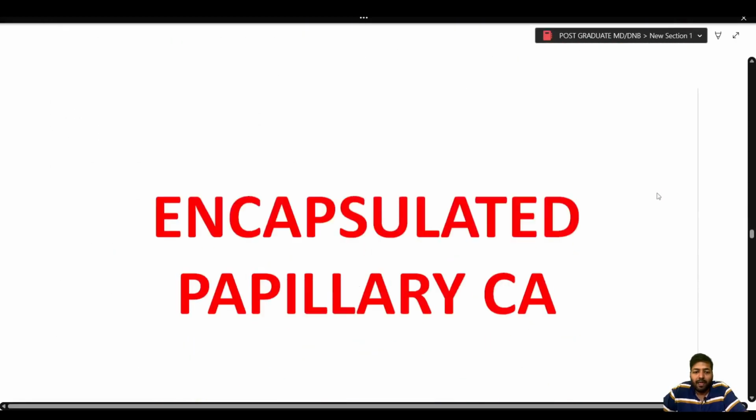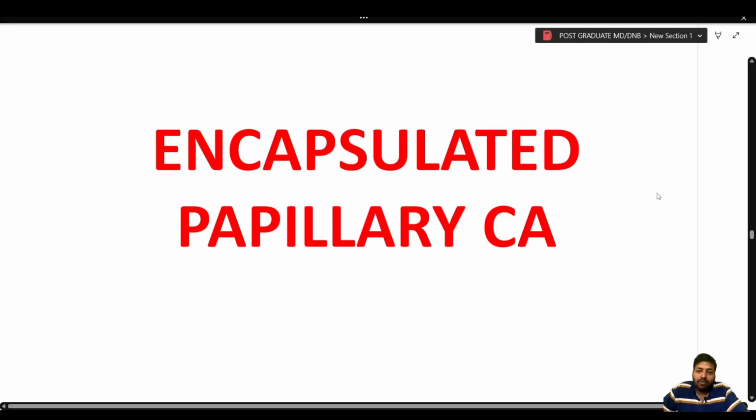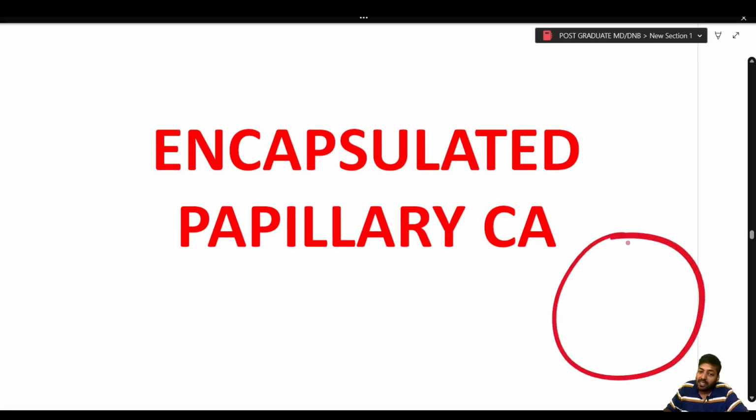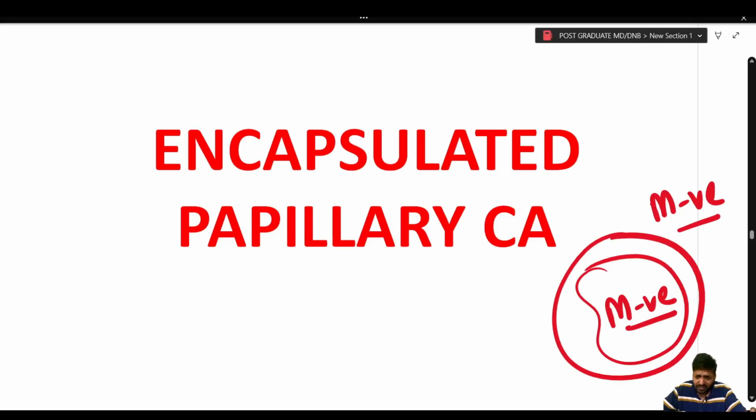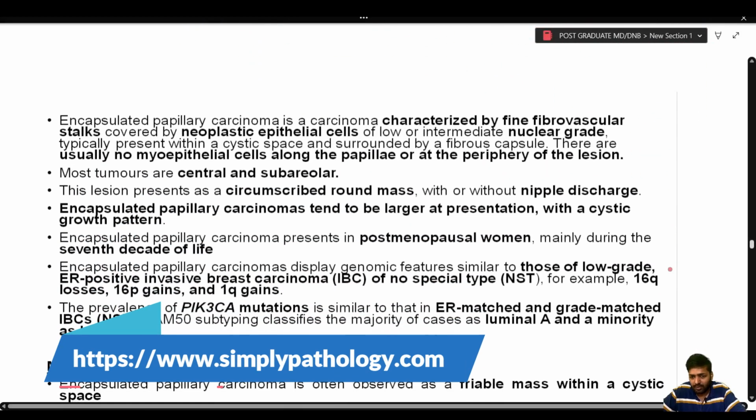Now we are going to read about the encapsulated papillary carcinoma. So what will happen over here? The lesion is encapsulated completely. So within whatever lesion is there, the myoepithelial marker will be negative, and outside also, in the periphery, the myoepithelial marker will be negative. This is very important to understand. This is the encapsulated papillary carcinoma.